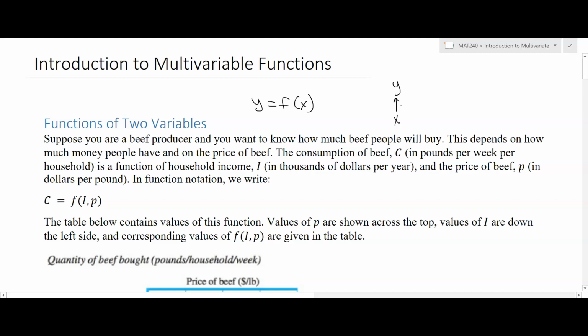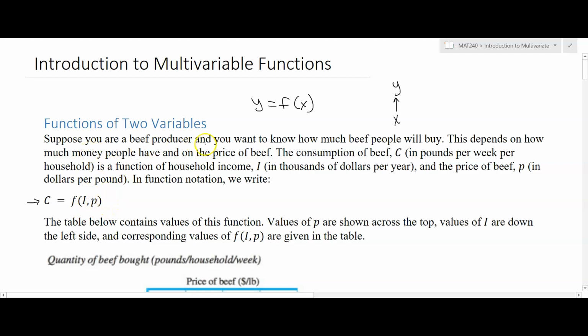And in functions of two variables, which you would probably argue this is an example, we define functions of two variables to be any functions in which there are two input variables. So in this notation here, for instance, we have one output variable called c, and that output is going to be a function of two input variables, one being called capital I and one being called lowercase p.